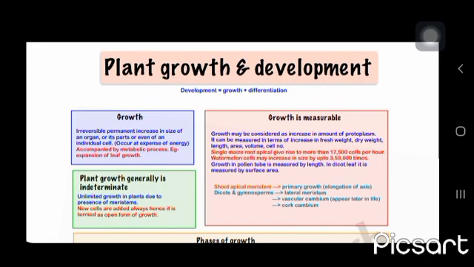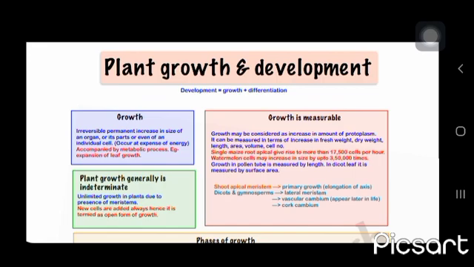In this video lecture, we will cover our first chapter of class 11 biology, that is plant growth and development. So, development is nothing but growth plus differentiation. Growth is an irreversible, permanent increase in size of an organ or its part or even of an individual cell. It is accompanied by metabolic process. Example, expansion of leaf.